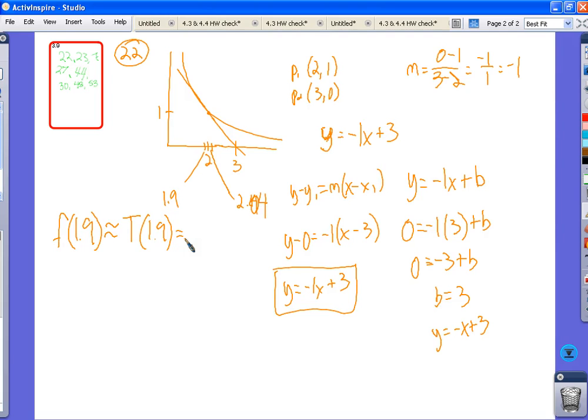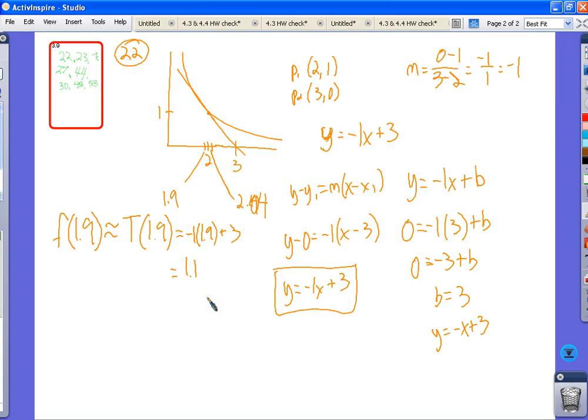Plug it in, right? 1.9 into the equation of the tangent line. So negative 1 times 1.9 plus 3. So 3 minus 1.9, 1.1. So this graph, this function, this curve is going to be close to 1.1 when x is 1.9.